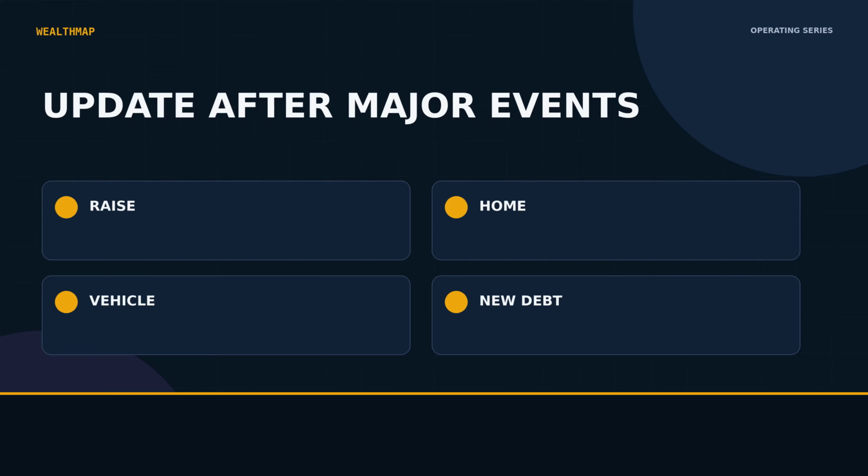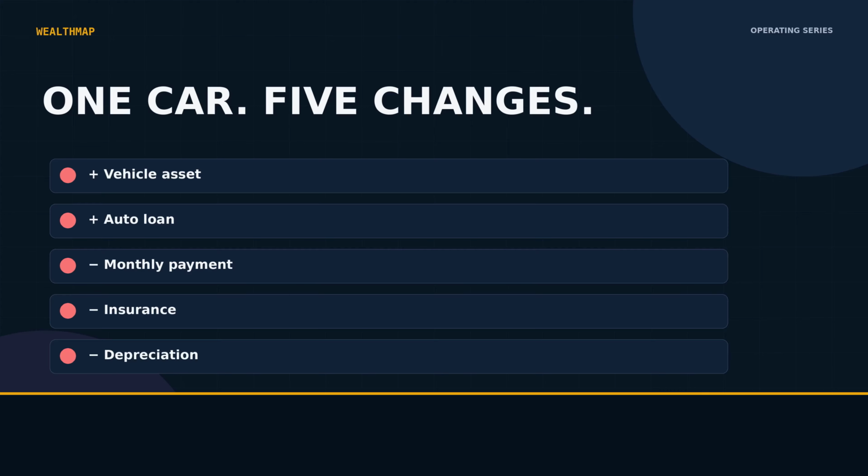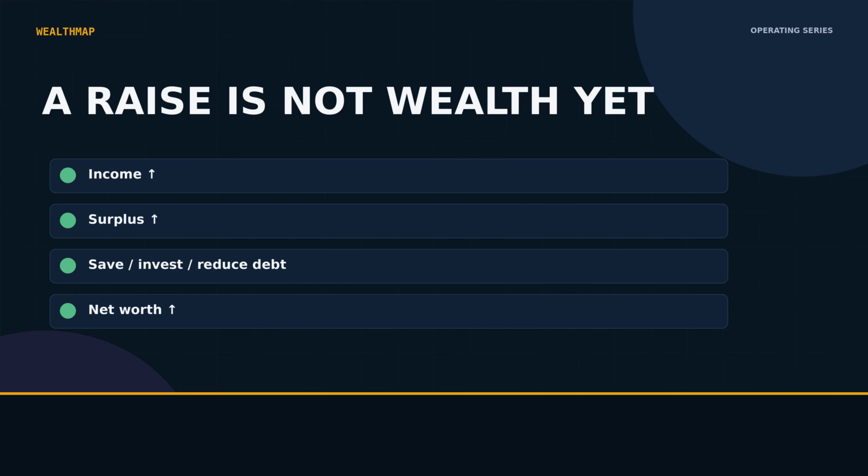Update the map monthly and immediately after a major event such as a raise, a home purchase, a new vehicle, refinancing, or taking on new debt. For example, a new car may add a vehicle asset, an auto loan liability, a payment, insurance, and depreciation at the same time. A salary increase improves cash flow, but it does not increase net worth until the surplus is saved, invested, or used to reduce debt.